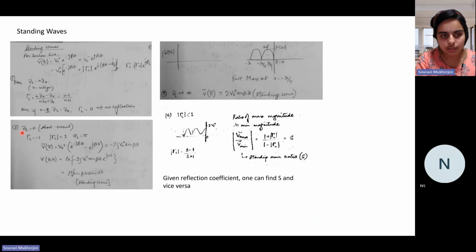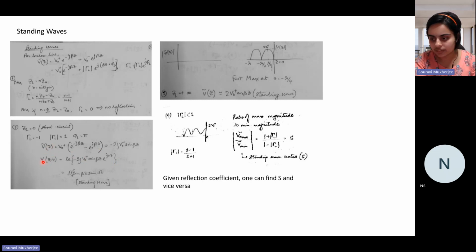Now, what happens when you have a short circuit? In that case, your reflection coefficient is equal to -1. That means the argument, the phi L term, should be equal to pi. So if you use that in this expression, you would get something like this. And now if you look at the total, this is just the phasor term.